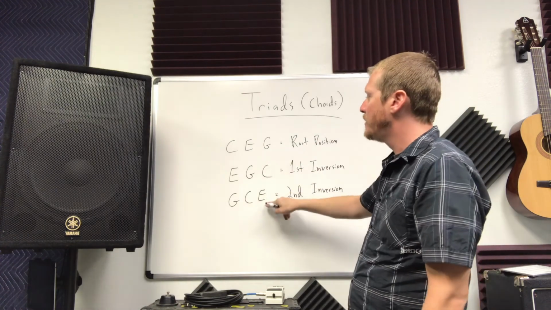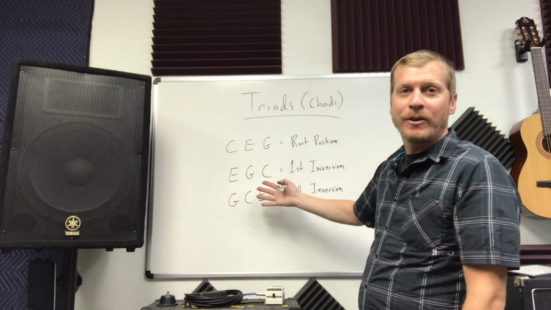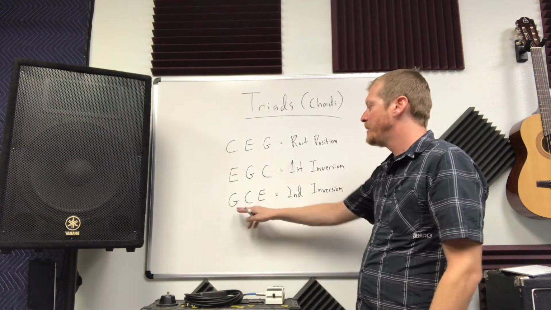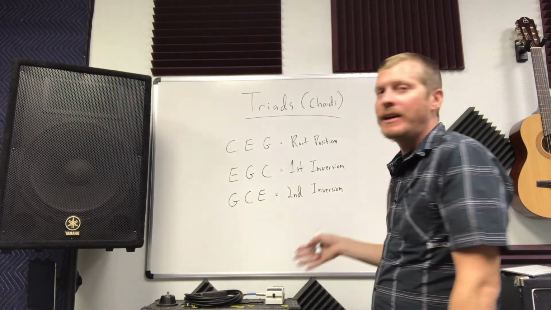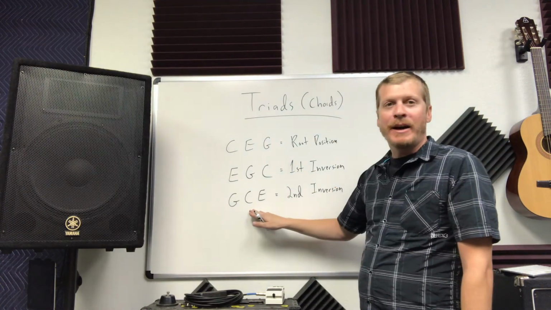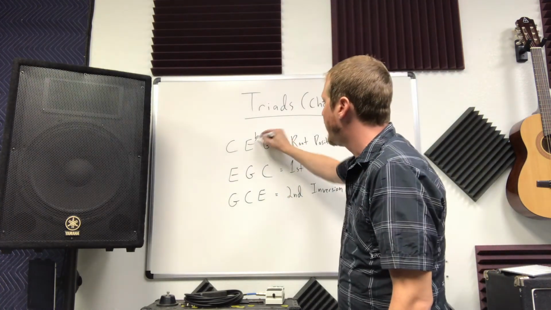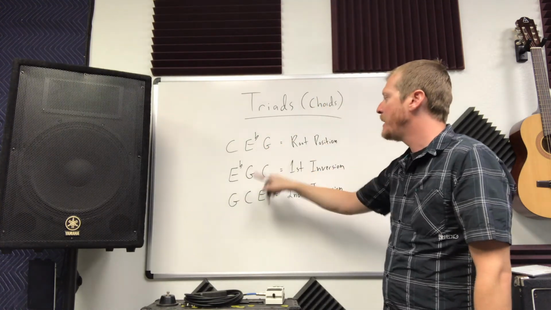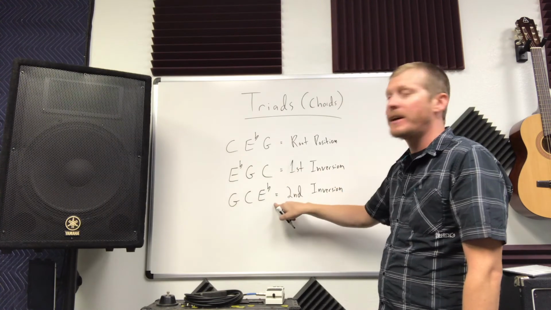Okay, and this can be done with any chord quality. If you have a minor chord, diminished chord, augmented chord, or anything, you can move the notes around in different orders like this and you get inversions of any kind of triad or chord. So for example, if I wanted to do all of these with a C minor chord, all I would have to do is simply flat the E in each chord, and then you would have C minor chords in root position, first inversion, and second inversion.